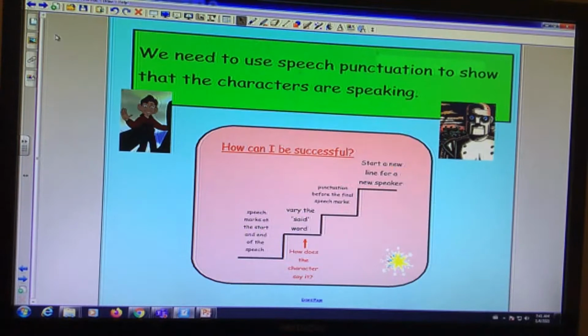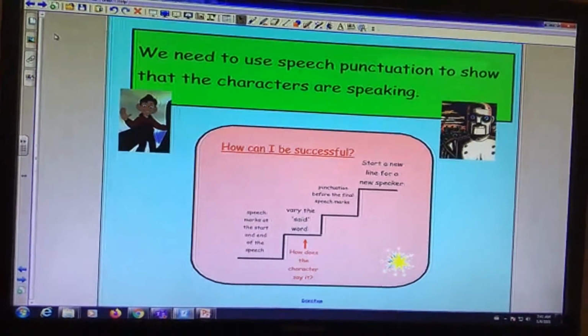So to be successful today, we are going to make sure that speech marks are used at the start and the end of the speech. I will go through that with you shortly. Don't just use the word said. You could use different words like asked or boomed or whispered, okay? So you might have to think about how your character is talking and what they're saying. We're going to try and use some punctuation before the final speech marks. Today, I'm not too bothered if it's the right kind of punctuation, but we're trying to use some punctuation. And then if a new person starts to speak, we start a new line. Okay, so that's how we're going to be successful today.